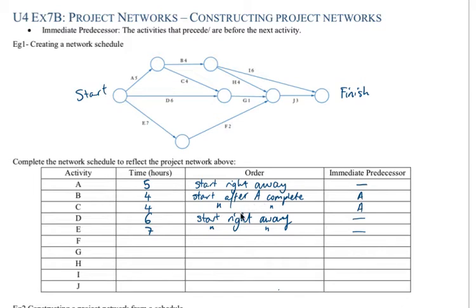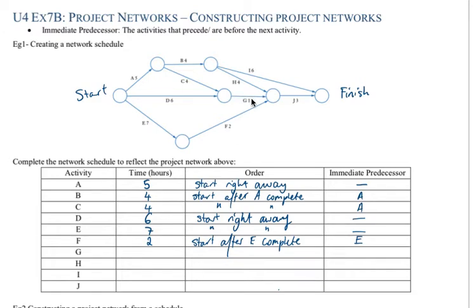Our next step, now that we've completed that, is to hunt through the network and see what else we can do. Well, F looks relatively straightforward, so let's do F next. It's 2 hours to complete, and we have to wait for E. So you can start this after E is complete. So in this case the immediate predecessor is E.